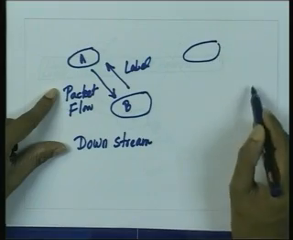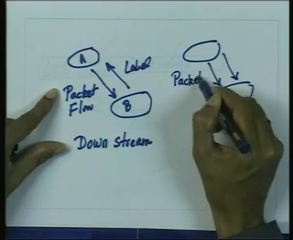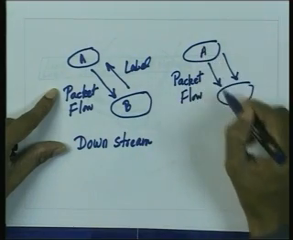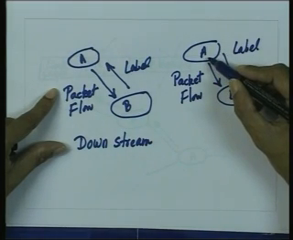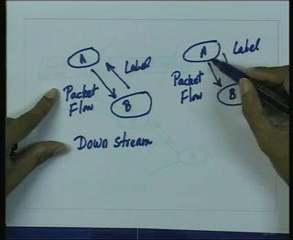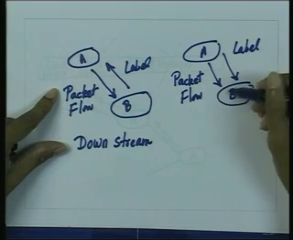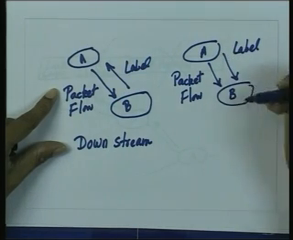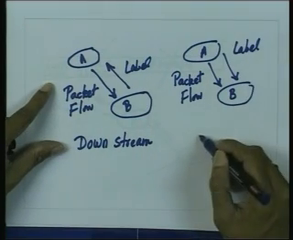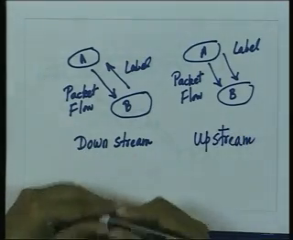The upstream based label allocation is in the same direction as the packet flow. So the packet flow is from A to B, and essentially A will be sending the label which will be used in this packet flow, and B will put that label, which has been assigned by A, in its outgoing label entry. So this is what is called upstream label allocation.